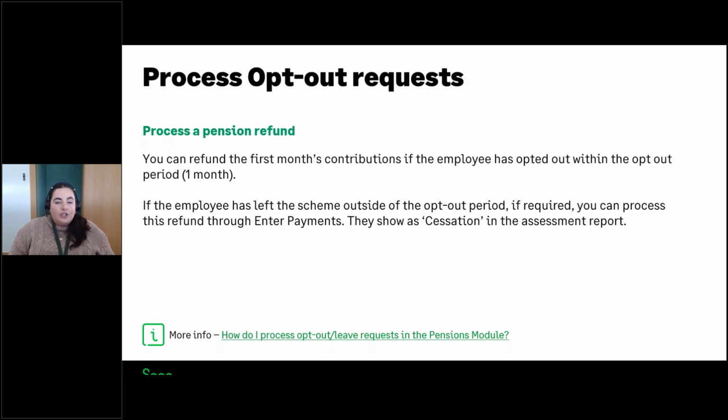And then just linking to opting out as well, a little bit on pension refunds. You must provide a full refund of any pension contributions if the employee has opted out within the opt-out period, which again is 1 month. But if the employee has left the scheme outside of the opt-out period, a refund is still applicable. You can still process a pension refund, but you will have to do that through enter payments in payroll instead. It won't allow you to do that through the pension assessment because it's outside of the opt-out period.